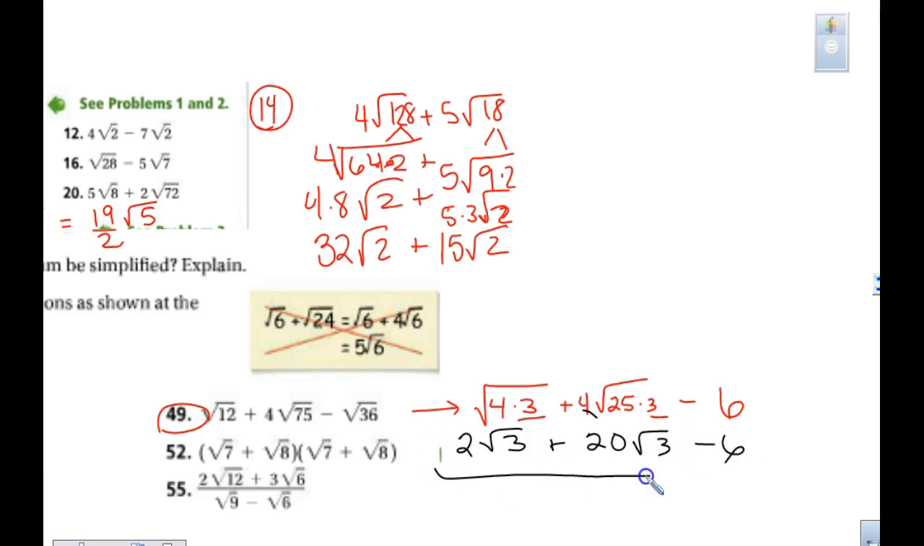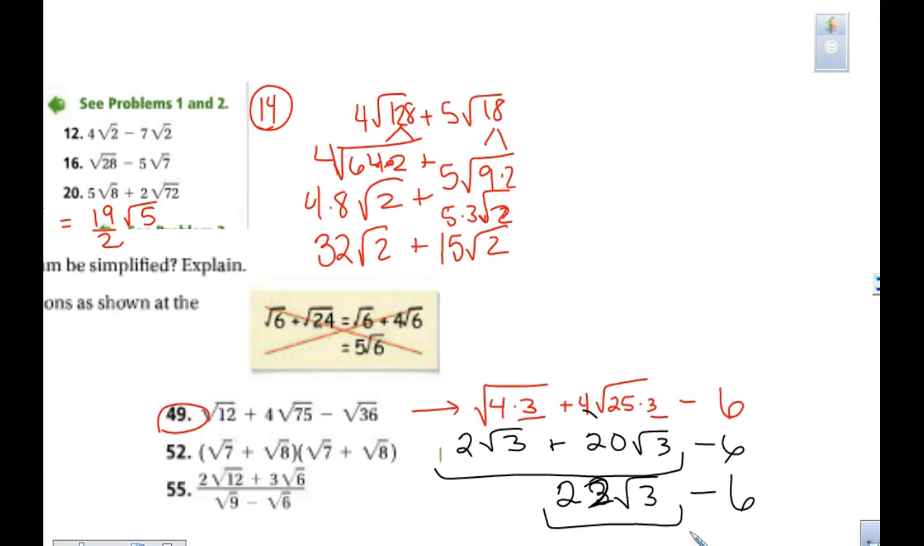These are my like terms. I cannot add the negative 6 with that. Minus 6 is separate, and I am adding 3 plus 20. 23 square root of 3. Minus 6. Jeez. I was so excited about those square root of 3, but I got to add 3 too.